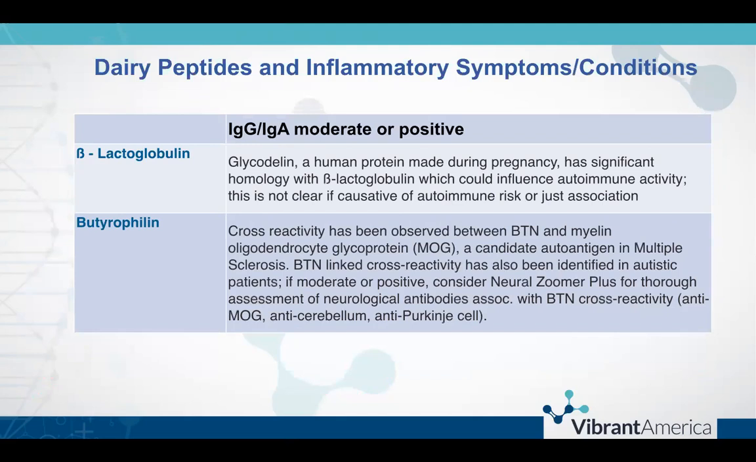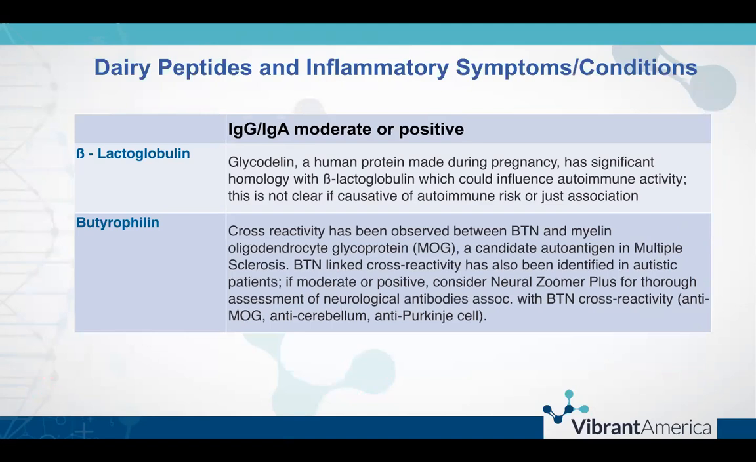Another one to keep an eye on: beta-lactoglobulin. This is basically related to a protein made during pregnancy in humans. Glycodelin is the human protein made during pregnancy, and it has significant homology with beta-lactoglobulin from milk. This could influence autoimmune activity. The connection here as far as cause and effect is not really clear, though. There have not been good, significant human studies that have really sussed this out.